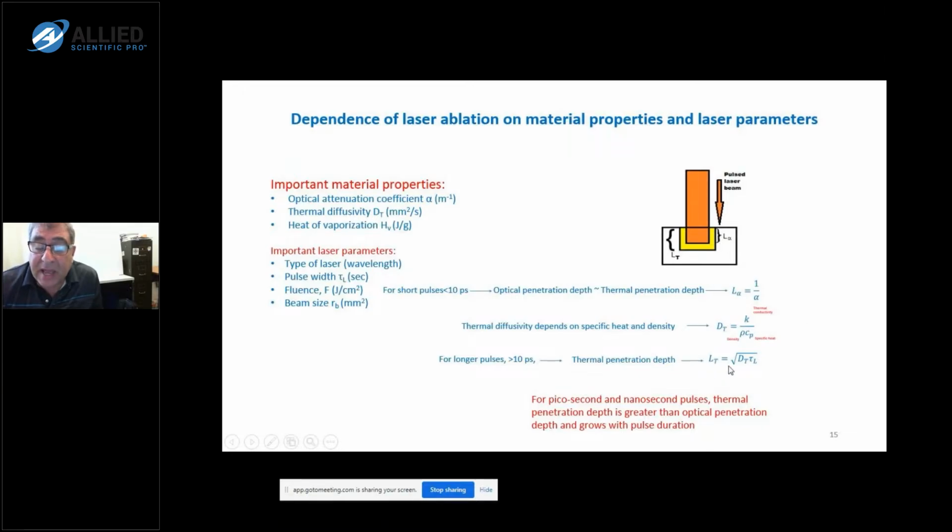And you can also calculate it from the square root of thermal diffusivity times pulse duration. So it depends on the pulse duration. The longer the pulse duration, the deeper the thermal penetration depth will be.